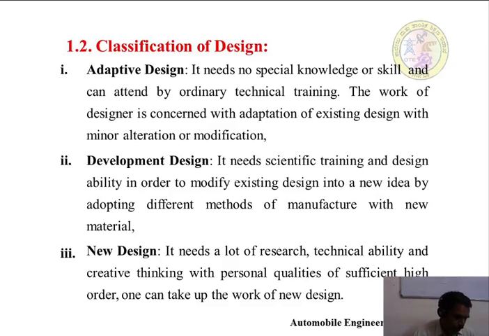In development design, the designer starts from the existing designs, but the final product may be remarkably different from the original product. This design needs considerable scientific training and design ability, in order to modify the existing design into a new idea. By adopting new material or different methods of manufacturing, the final product may be different from the original product. For example, electronic devices: a computer, a smartphone, a tape recorder, TV sets, or motorcycles and modified cars. These are all examples of development design.